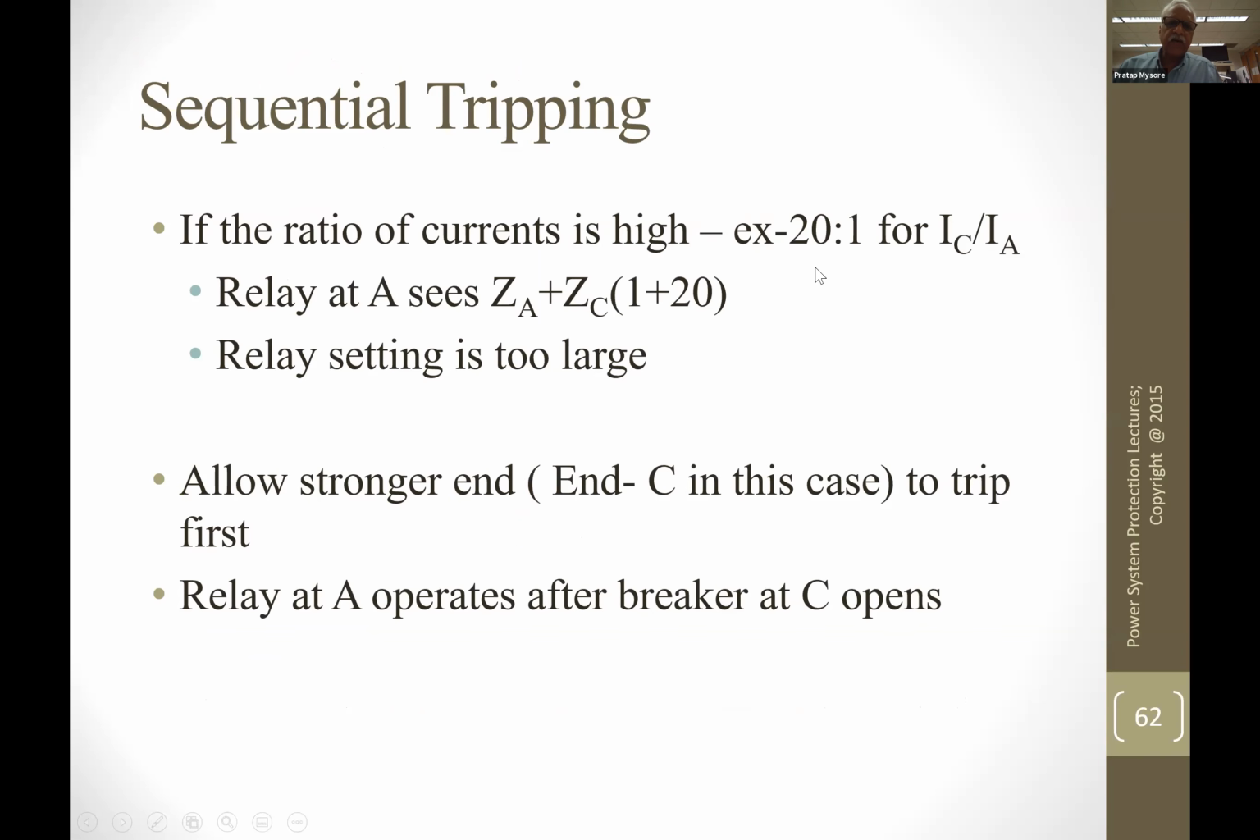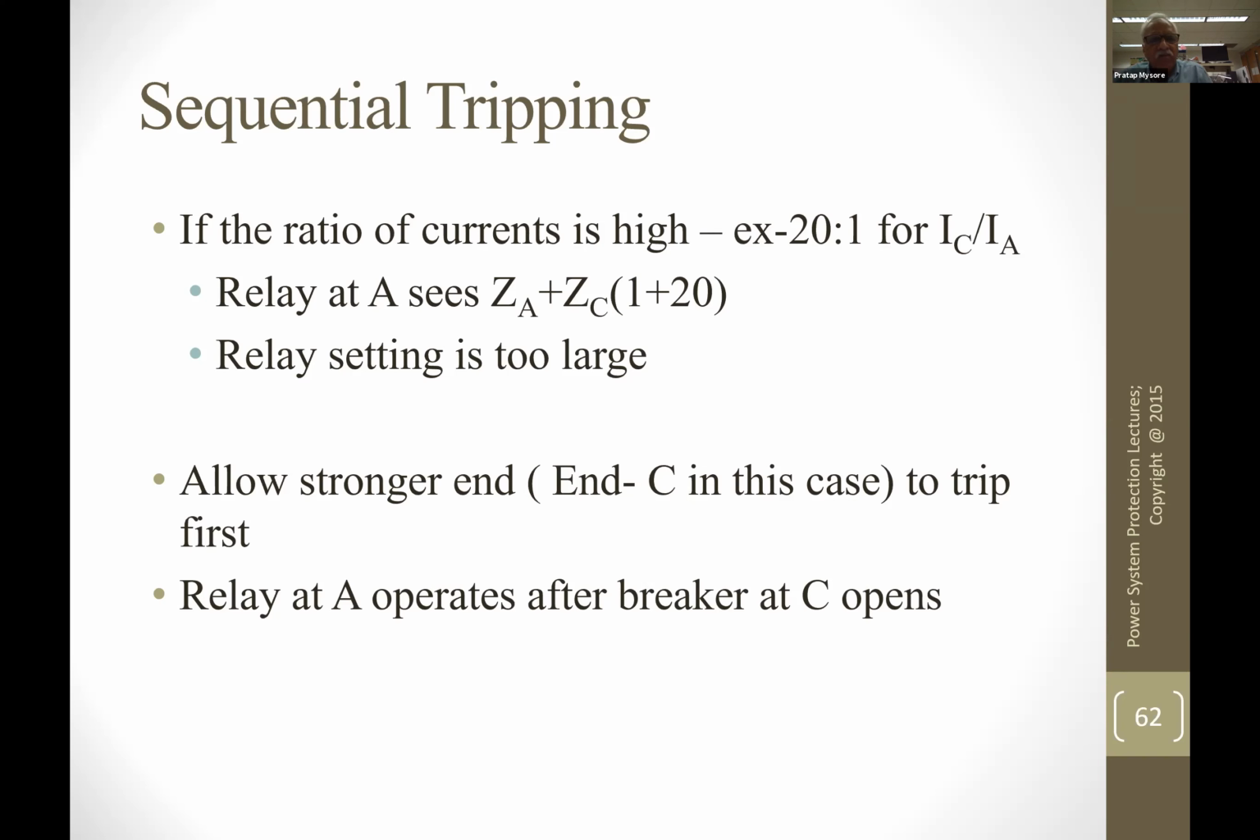Now, if the ratio of the currents is too high, I said that if ZA plus ZC, and then we took this current as 1 plus the ratio of the two currents that is feeding the fault. If that IC by IA is 20, for example, then it is 21 times ZC. So the relay has to be set to a very large number. Your zone 1 setting is 85% of 2 ohms. The A to tap was 1 ohm and tap to C was 1 ohm, 85% of that. But zone 2, if you want to set that, you have to set 21 plus 1, 22 ohms, which is so high. One is 1.7 ohms is zone 1, and zone 2 is set to 21 ohms. It might be reaching well beyond if that particular breaker is open at C.